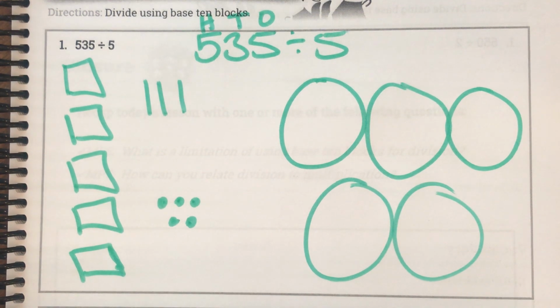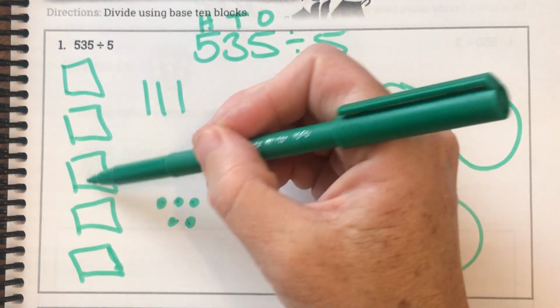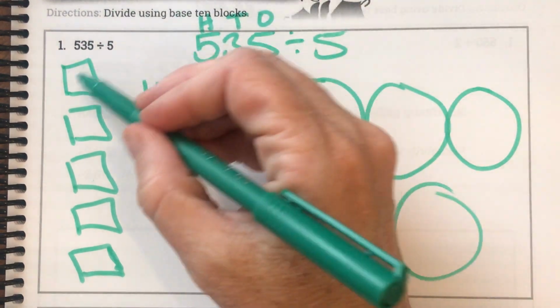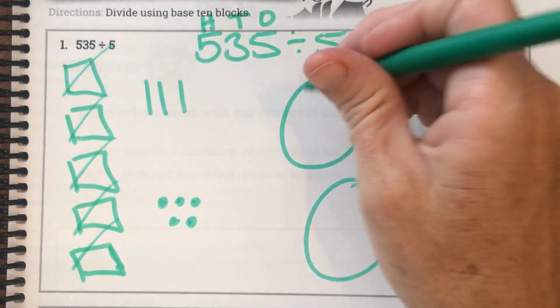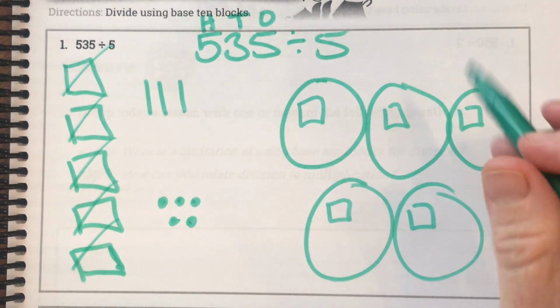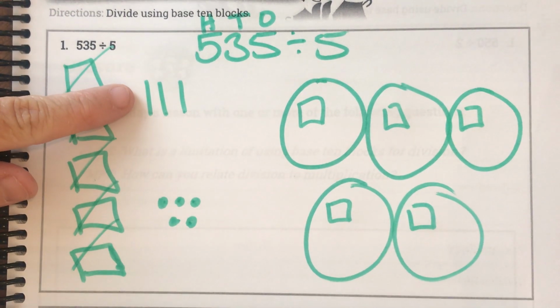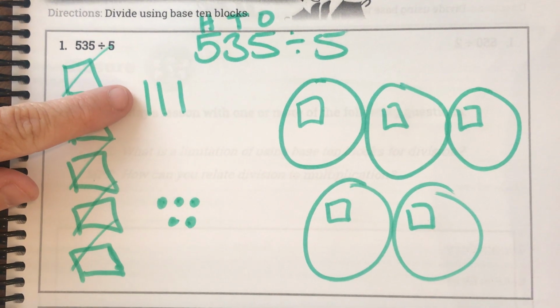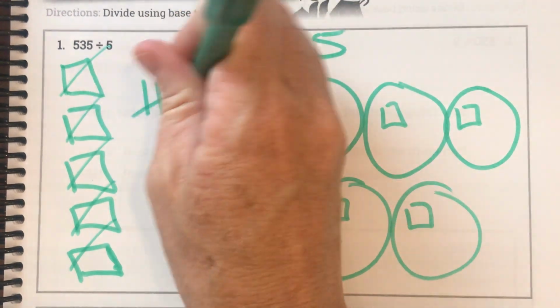We need 5 groups, because we're going to divide this into 5 groups. Okay, do we have enough hundreds to give each group 1? Yep, we have 5. So let's give every group 100. Okay, then we go into our tens. Do I have enough tens? I don't. So I have to unbundle all these.